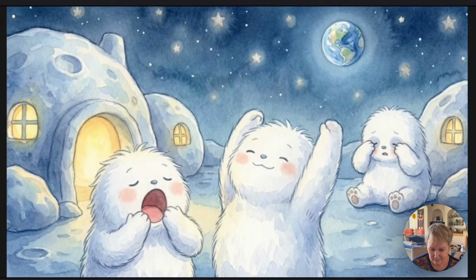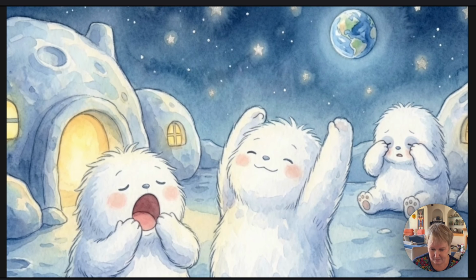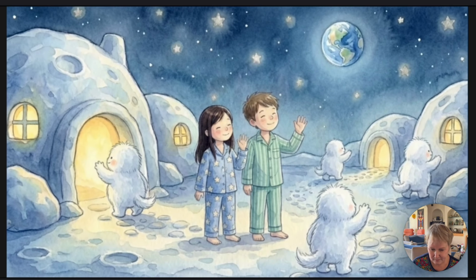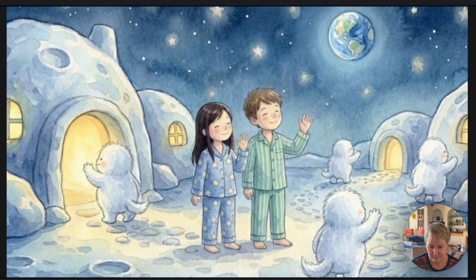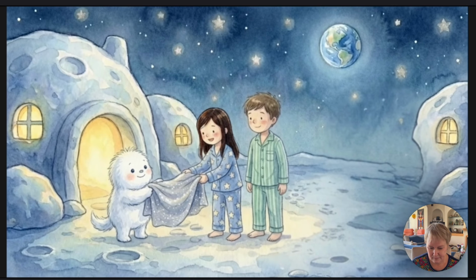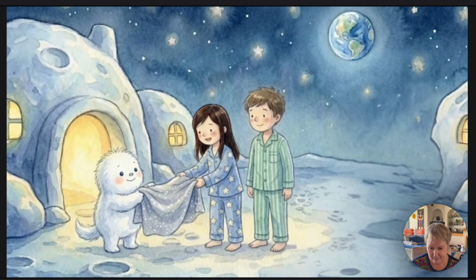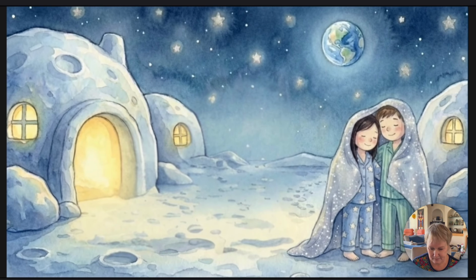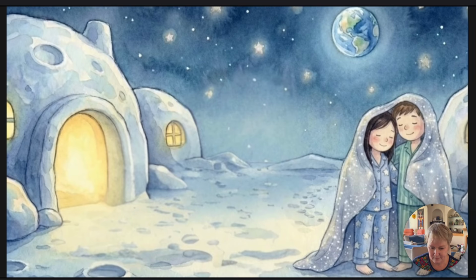The creatures began to yawn, stretching their little arms and rubbing their eyes. One by one, they shuffled toward their glowing houses, waving goodnight to Emma and Mark. The smallest creature gave Emma a soft moon dust blanket that sparkled faintly. Emma wrapped it around her shoulders and smiled, then shared it with Mark.